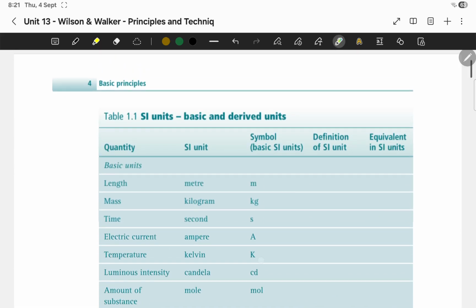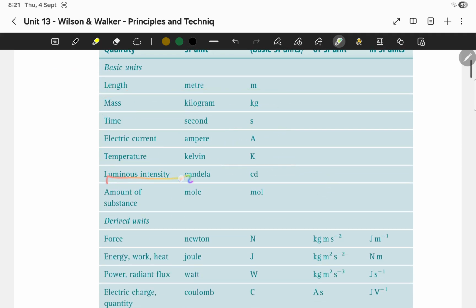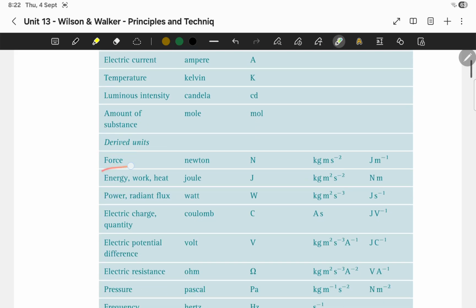Let us check out the table. So length in meters, mass in kilograms, time in seconds, electric current in amperes, temperature in Kelvin, luminous intensity in candela, cd, amount of substance in mole. Derived units: force in newtons. Force, what is force? Mass upon area.